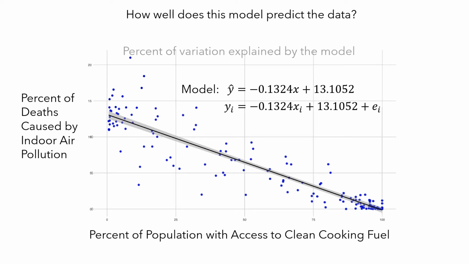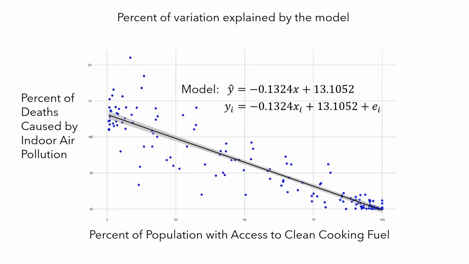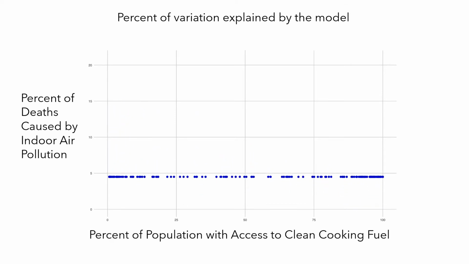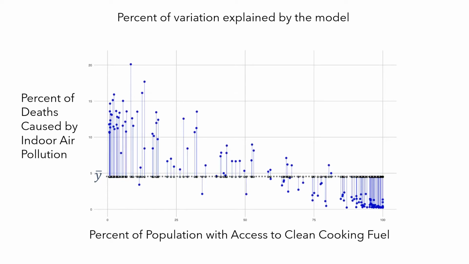To do this, we'll compute the percent of variation in the outcome variable that is explained by the model. Suppose for a moment that there was no variation from country to country in the percent of deaths caused by indoor air pollution. So all of the countries' percentages would be equal to the overall mean percentage of deaths caused by indoor air pollution, which we write as y bar. But of course, there is plenty of variation.